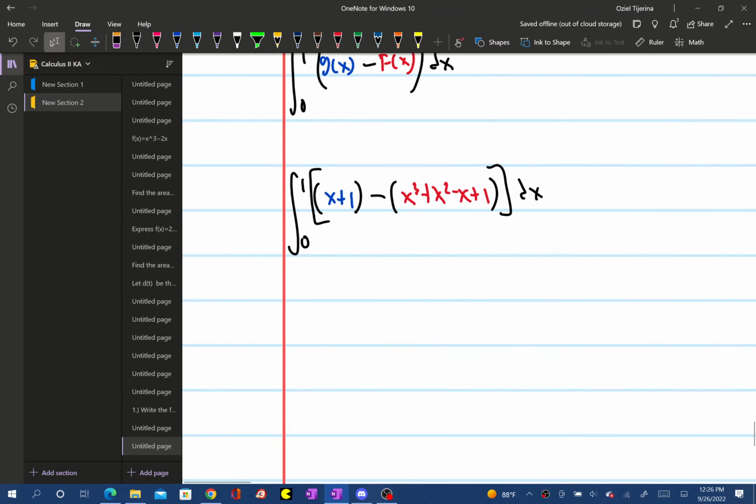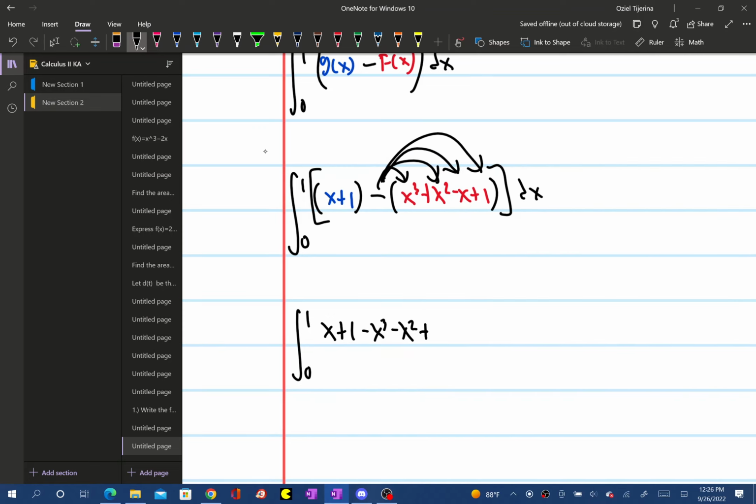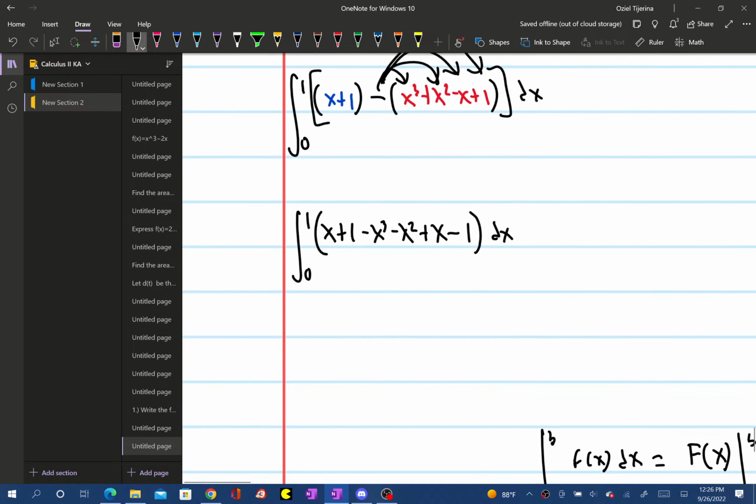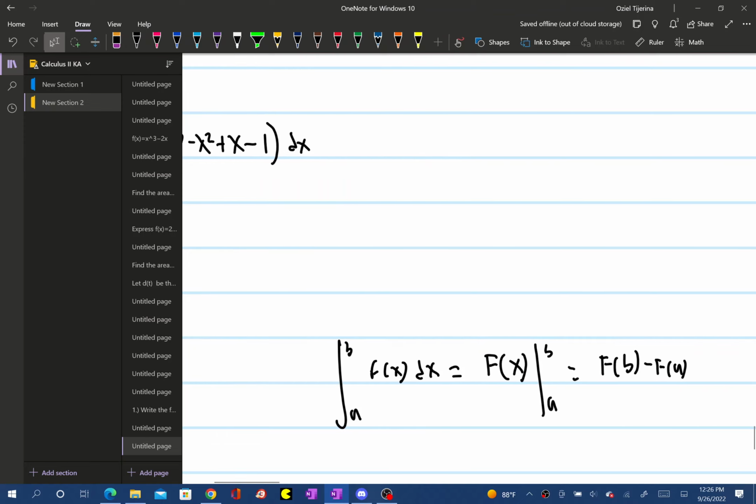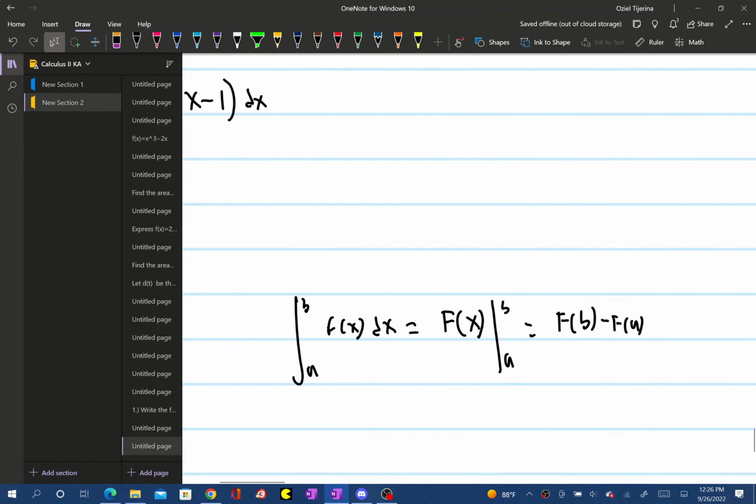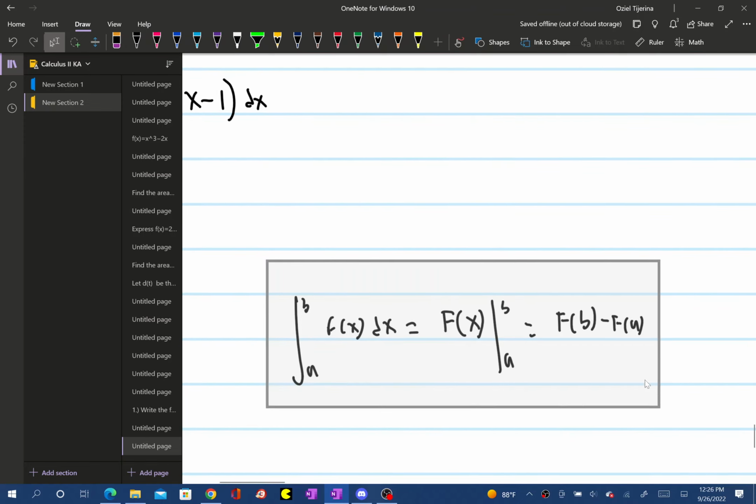So then it's going to be the integral from 0 to 1 of x plus 1 minus x cubed minus x squared. You're going to distribute the negative. Minus x cubed minus x squared plus x minus 1. And all of this dx. Okay, so this then becomes, and this is, by the way, the fundamental theorem of calculus, if you guys don't know.